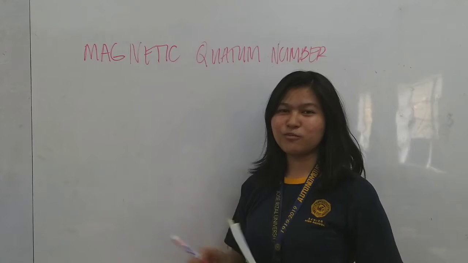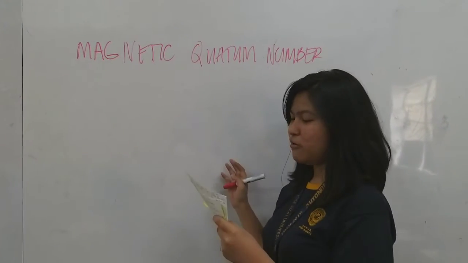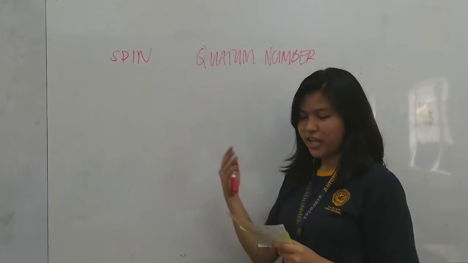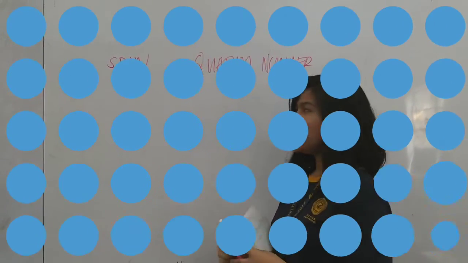Next, the magnetic quantum number is part of quantum theory. It provides the number of orbitals in a particular sublevel. The next is the spin quantum number. Spin indicates the spin direction, with possible values.